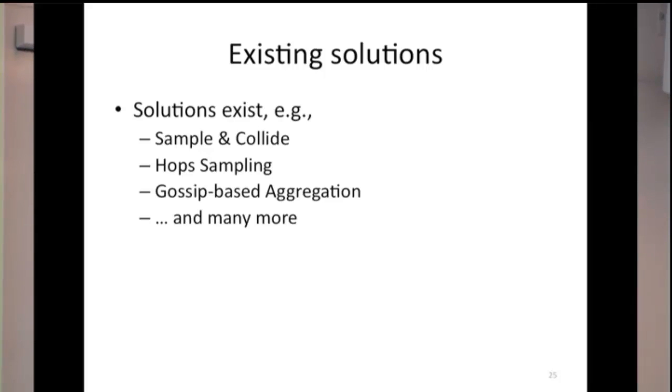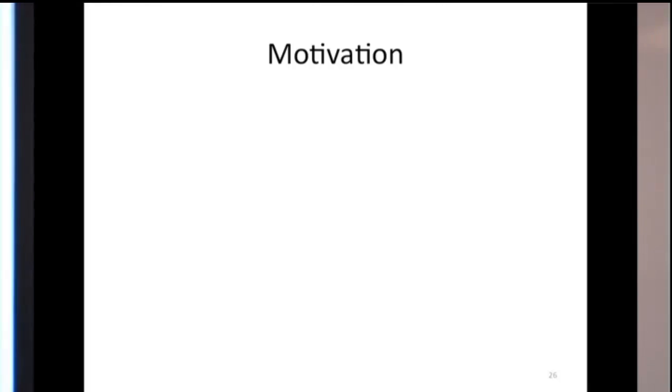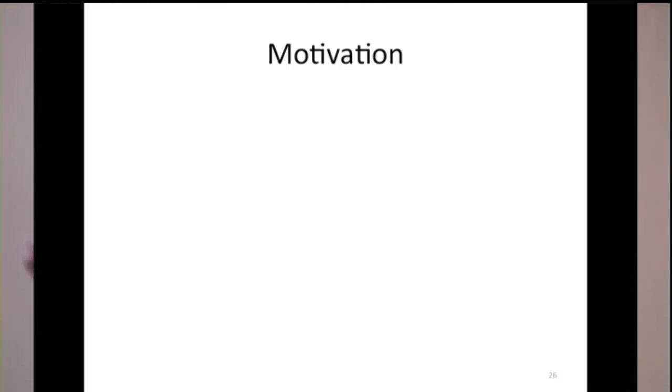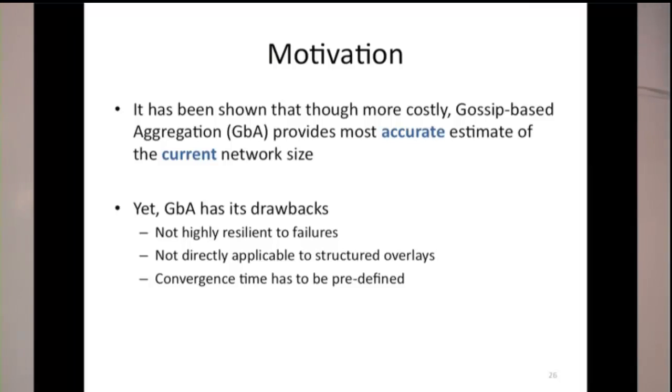But then a study was done which showed that out of all these algorithms, there is one called gossip-based aggregation, which is very accurate. It gives a very accurate estimate, but the problem with it was that it was not highly resilient to failure. There were ways around to handle such cases, but they were not so elegant, and they had more cost associated with them. And they were not directly applicable to structured overlays.